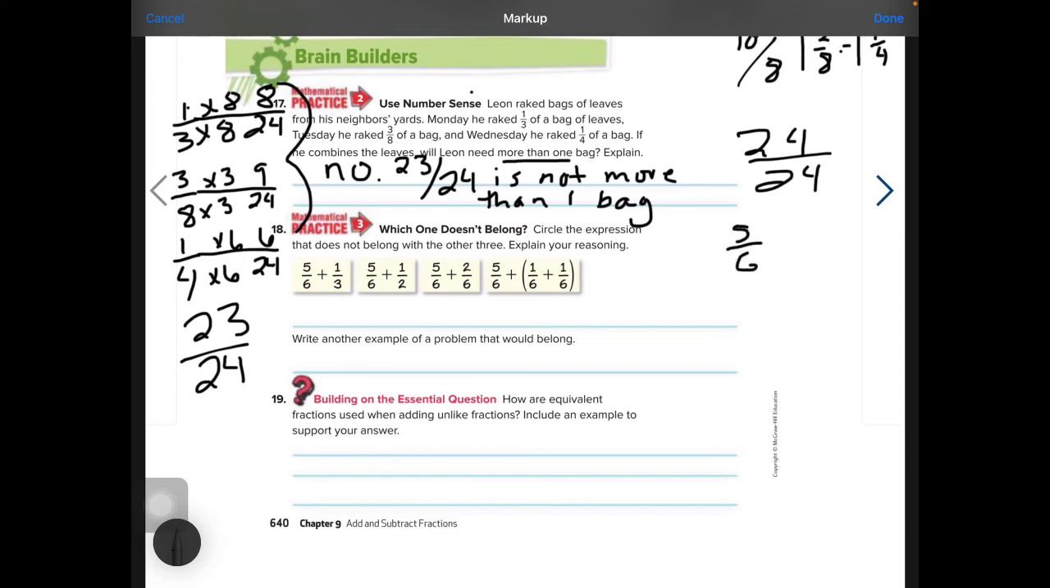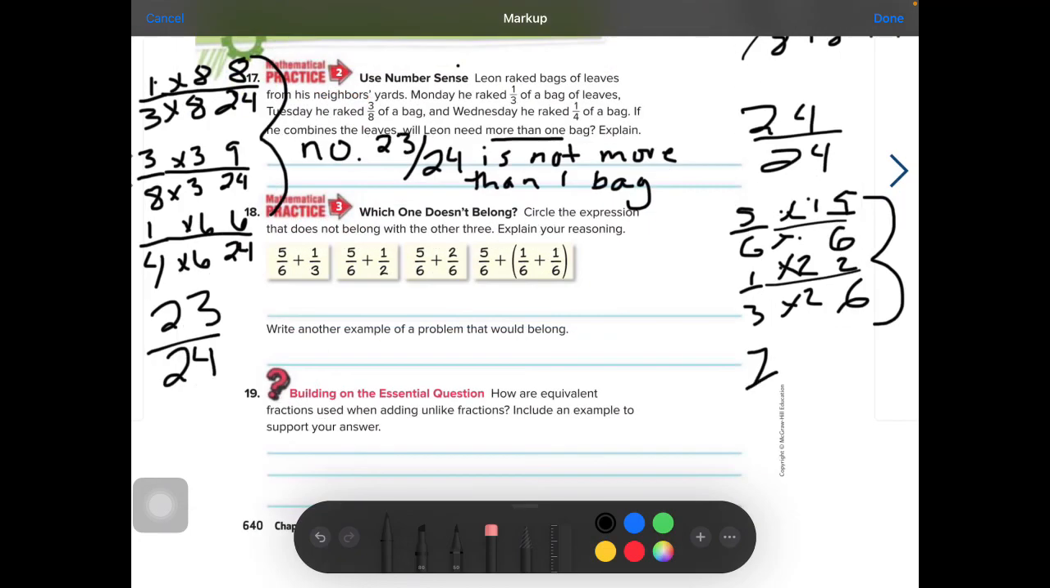5/6 and 1/3. Well, 6 can go into both of them. Times 1 times 1. So that equals 7/6. And when we simplify that, that'll go into a 1 1/6. Okay, so that one equals 1 1/6.